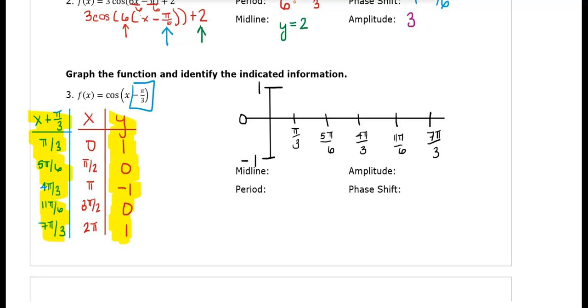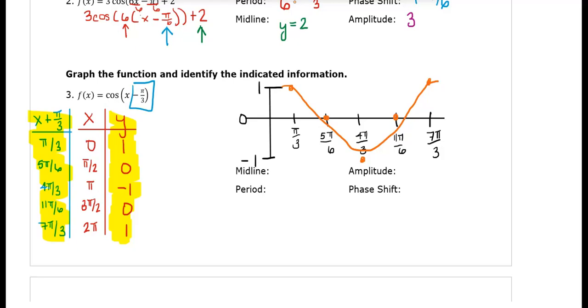So at pi over 3, we're up at 1. At 5 pi over 6, we're at 0. At 4 pi over 3, negative 1. At 11 pi over 6, 0. At 7 pi over 3, back up at 1. So that's what I've got.